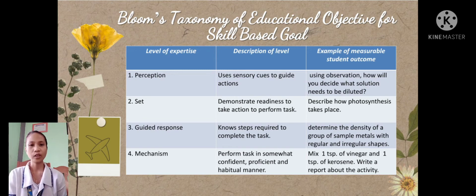The fourth level of expertise is mechanism. It is the ability of the student to perform tasks in a somewhat confident, proficient, and habitual manner. An example of mechanism is: mix 1 tablespoon of vinegar and 1 teaspoon of kerosene. Write a report about the activity.